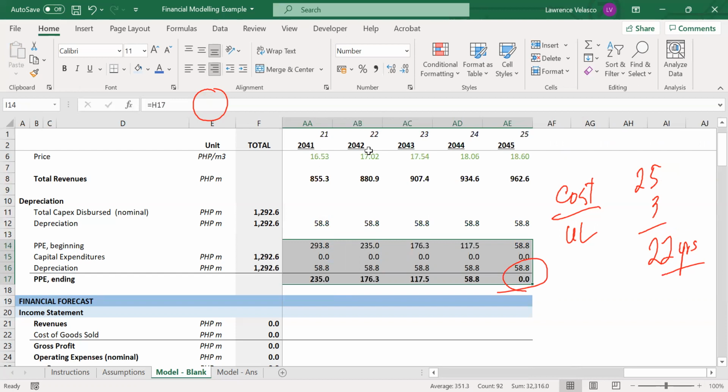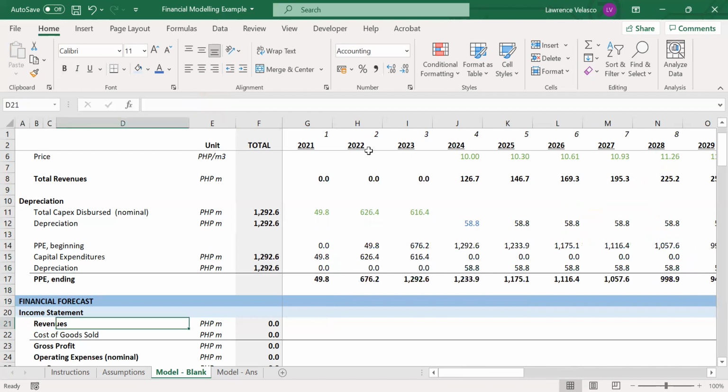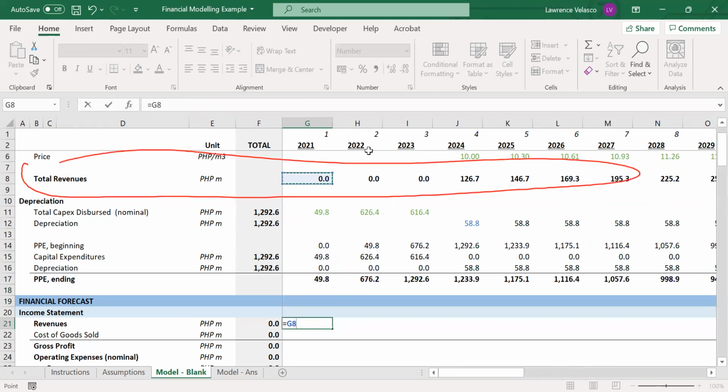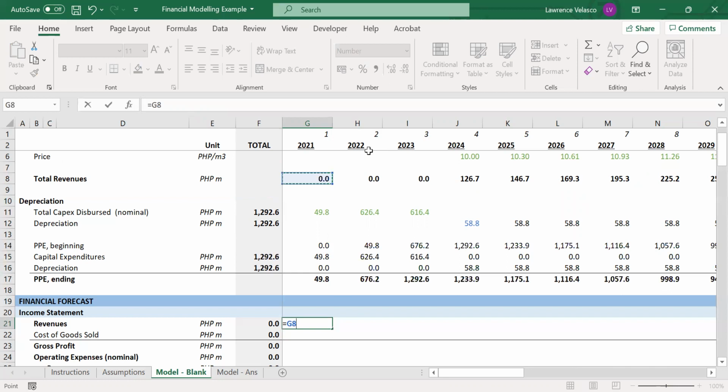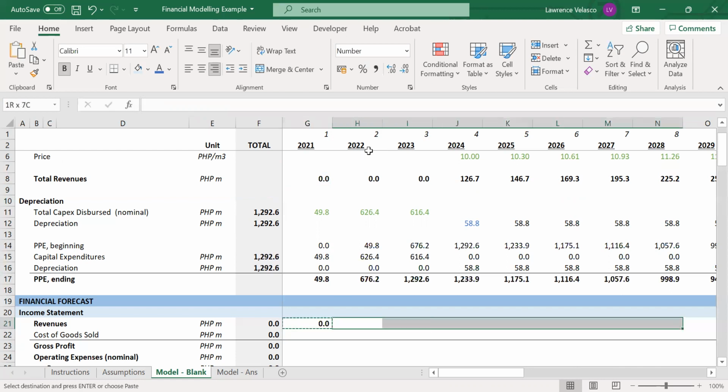Okay? So let's try to start the income statement. First, revenues. We know that already. It's here. Right? That's our total revenue forecast. So let's just copy it. Okay. Cost of goods sold. We don't have cost of goods sold yet. So let's try to get it.